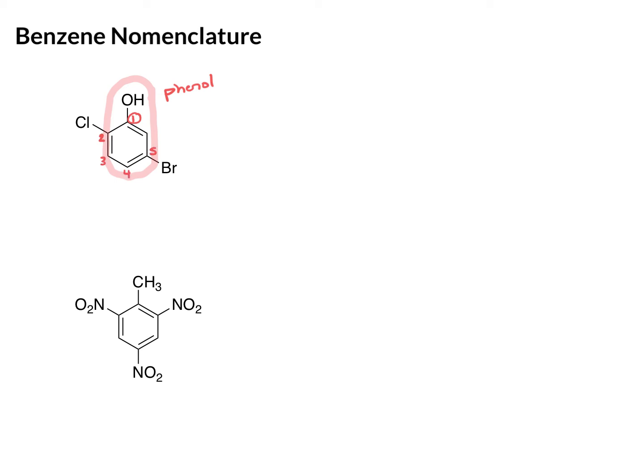Okay, so let's alphabetize the substituents. B comes first for bromo. 5-bromo. Next, the C in chloro. And then finally, the parent is phenol.